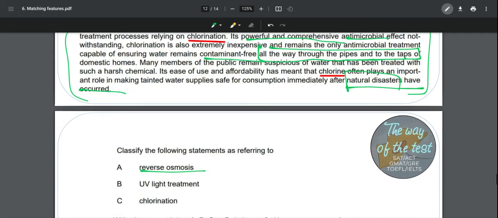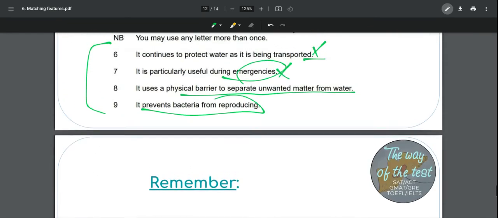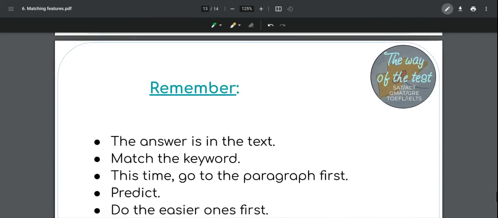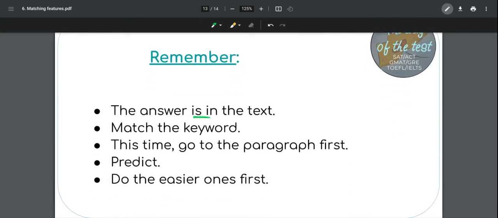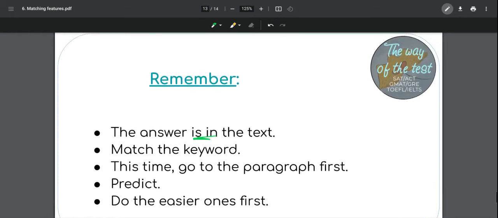Remember, we are playing match. Things that we have to keep in mind: the answer is in the text. It may not be the exact same word, but the information has to be in the text. We have to match the keywords. Maybe not exactly the same word, letter by letter, but it has to be there. And in this case, we have to go to the paragraph first, because otherwise it will take much more time.